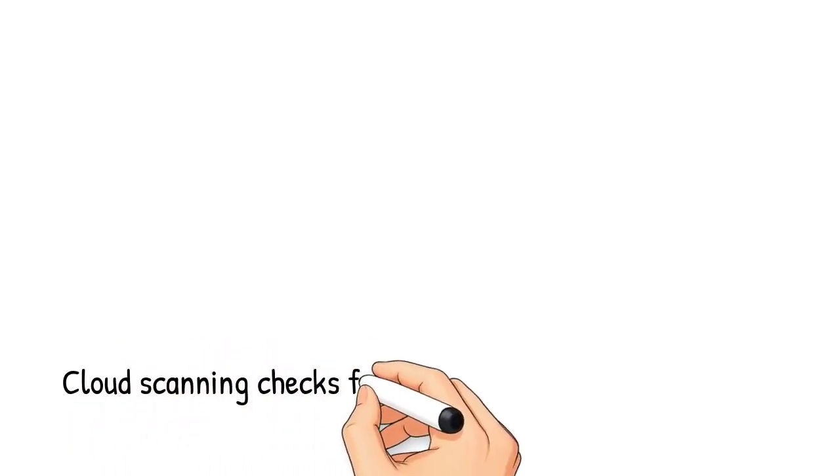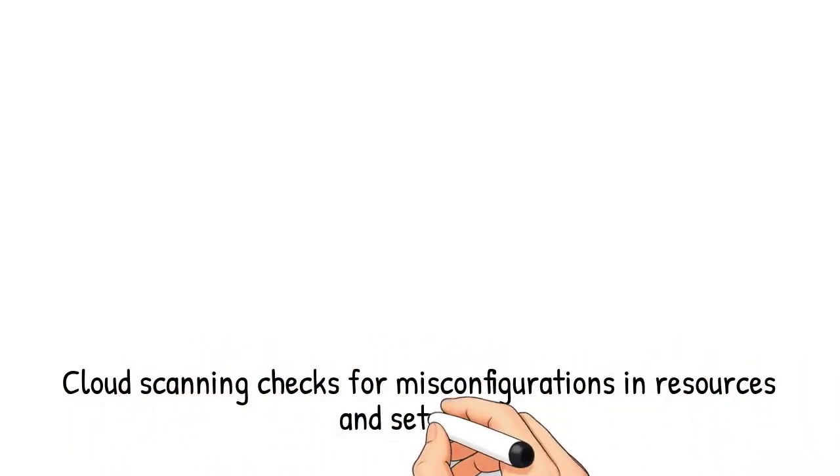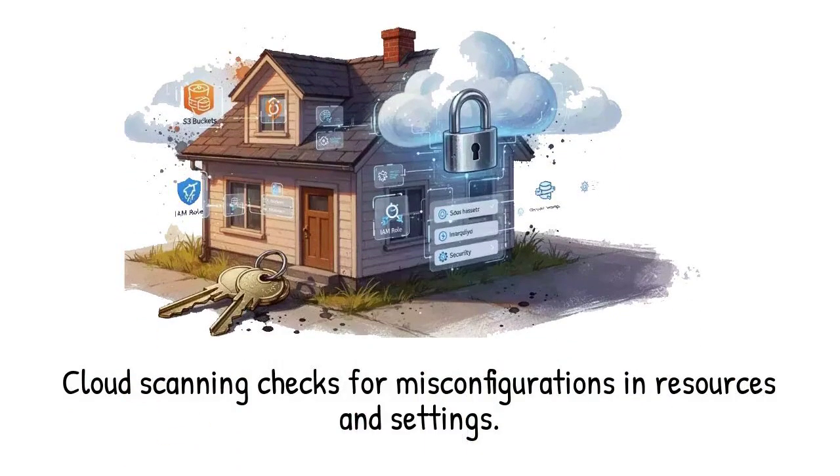Cloud vulnerability scanning is like checking if your house keys are accidentally left outside. Cloud misconfigurations are among the biggest causes of breaches today. Scanners examine S3 bucket permissions, IAM roles, security groups, public exposure risks, and encryption settings.